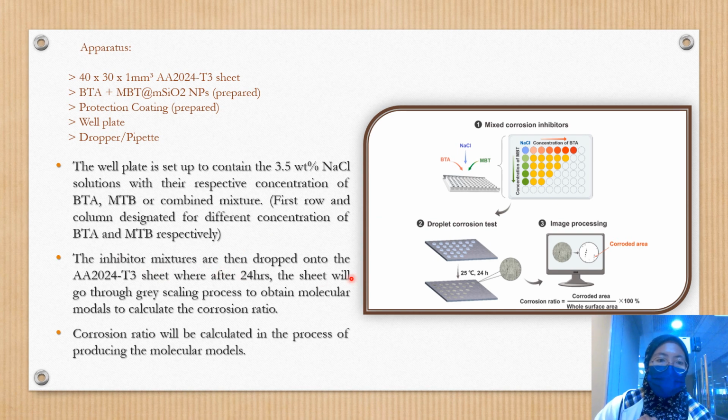Then inhibitor mixtures are dropped onto the AA2024 sheet. After 24 hours, we'll go through the grayscale process to accumulate the models. Basically, we'll use a dropper to drop it onto the alloy sheet. This is our alloy sheet, the AA sheet. And then after 1 day, we will transfer the images for image processing, and then we will get some images that will help us calculate corrosion ratio. This is a very important formula that we are going to use later on. So corrosion ratio will be calculated in the process of producing the molecular models.